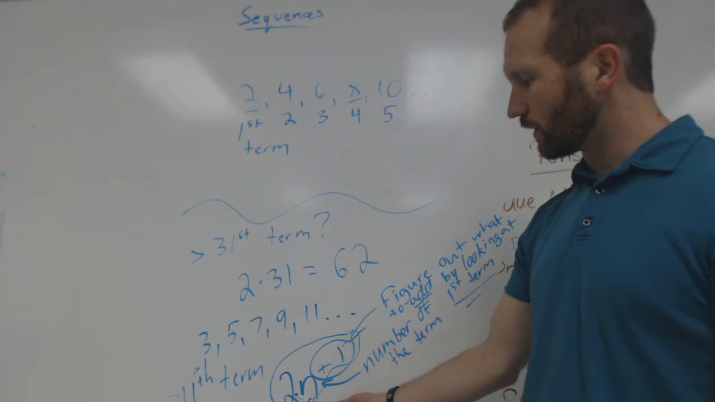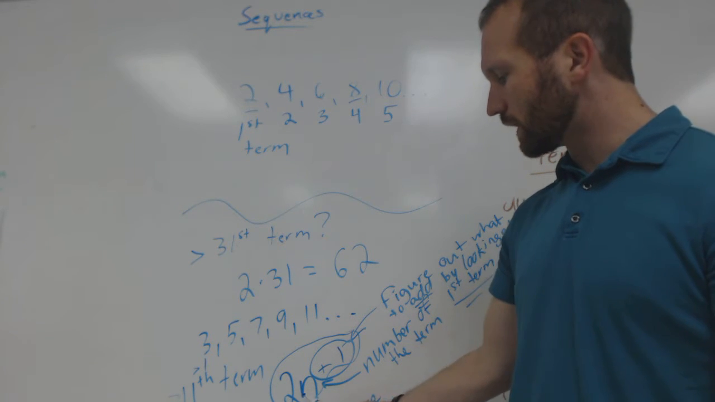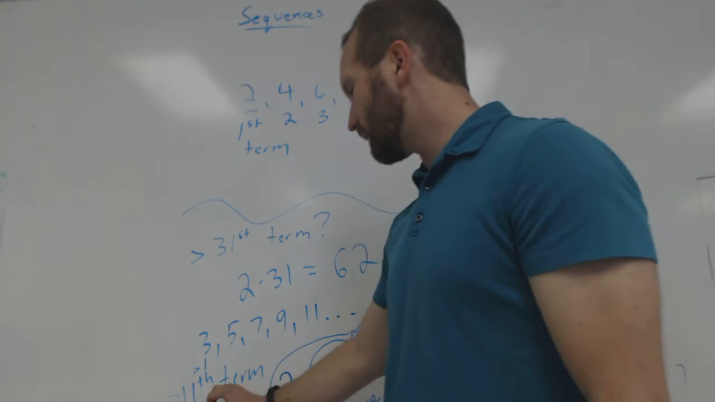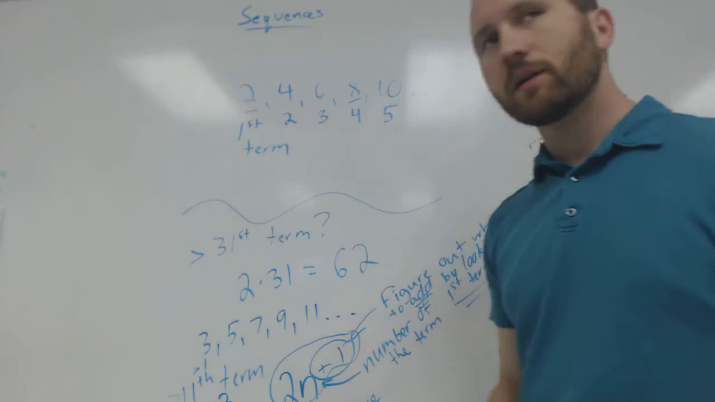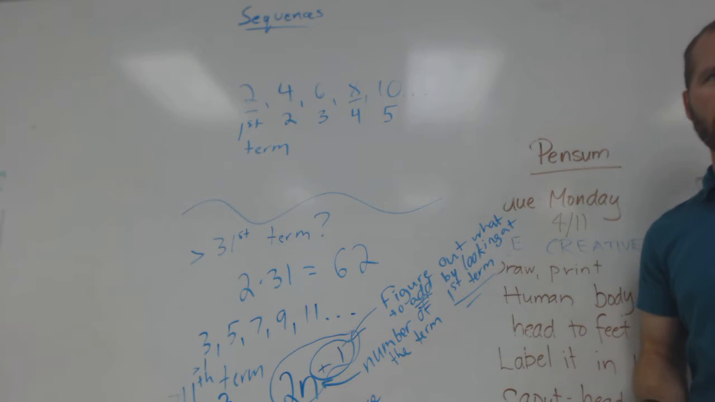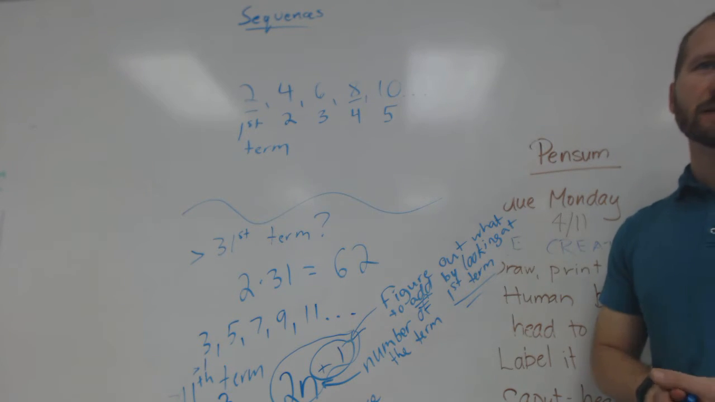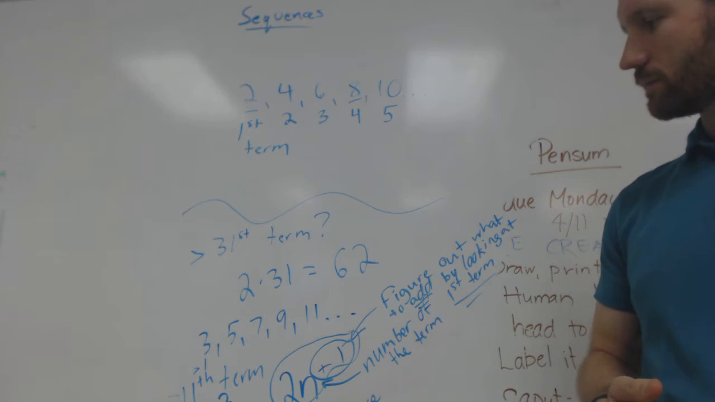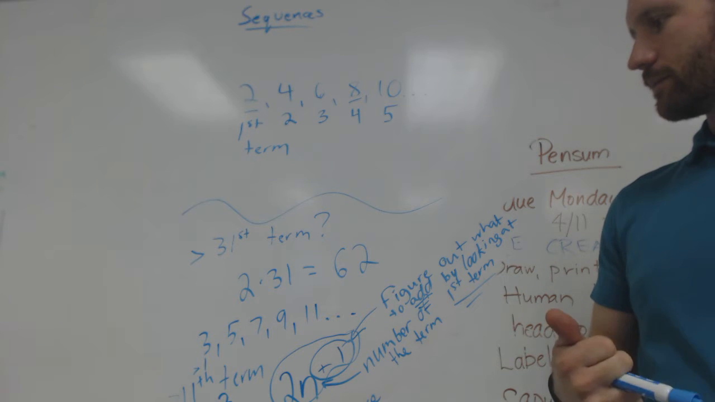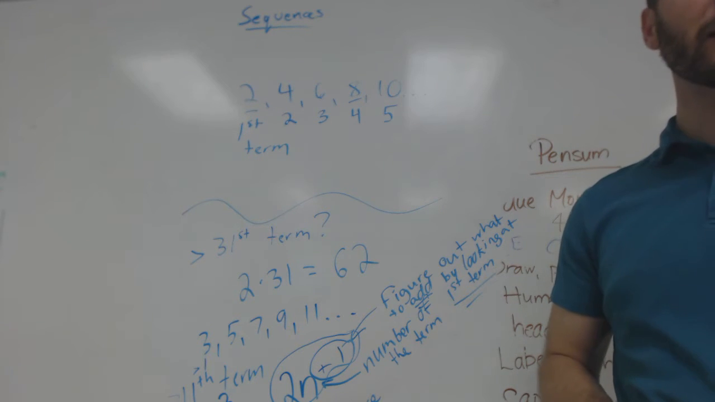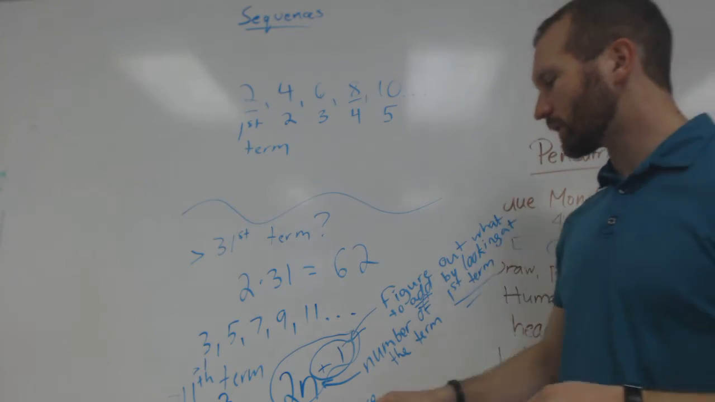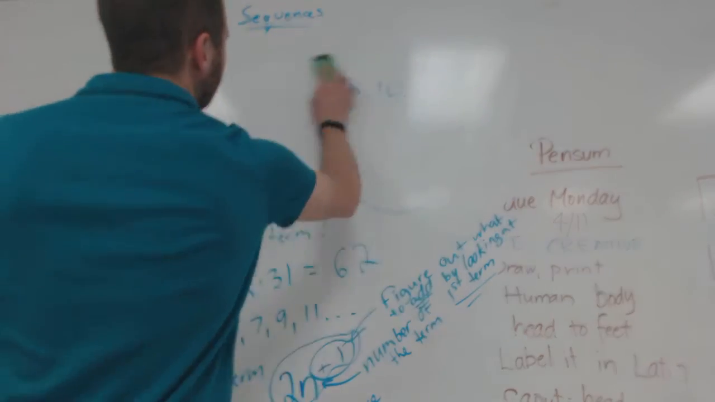So the 11th term would be 2 times 11, which is 22, plus 1. So our 11th term would be 23. You could figure out the 7,523,000th term if you wanted to. Just multiply whatever number I just said by 2 and add 1. Alright, let's try one more example of that.